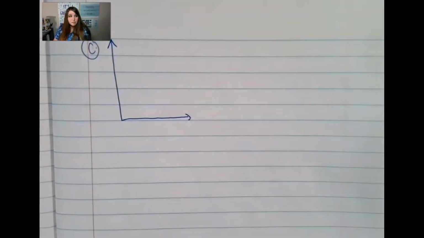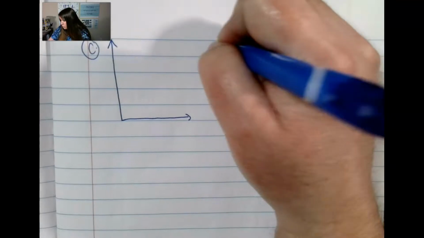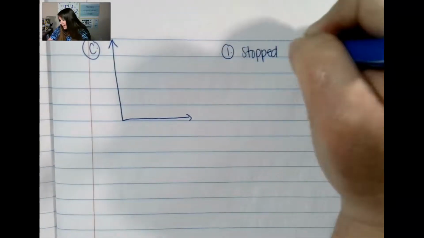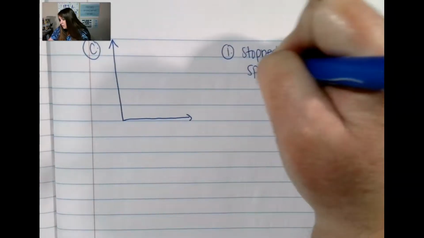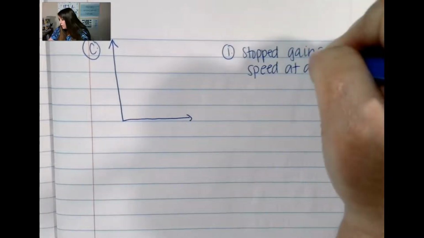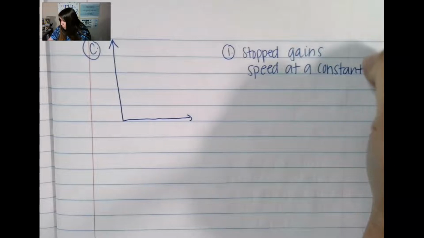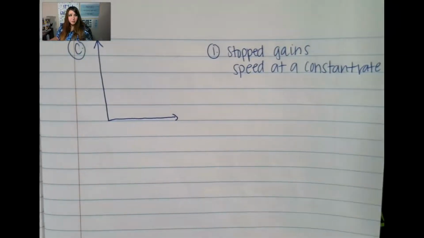Okay, so first it says that a train gains speed. So one, it's stopped, and then it gains speed at a constant rate. So what does this actually look like?